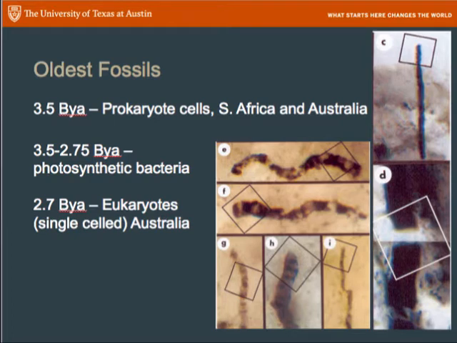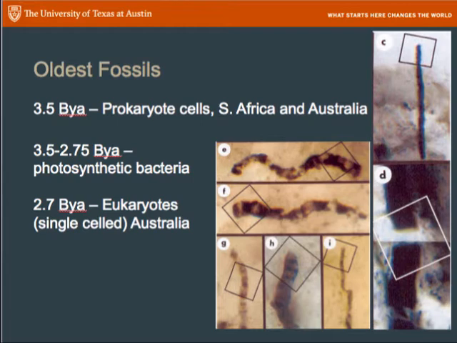The oldest fossils on Earth are really quite old. A mere billion years after Earth first formed, there were sufficient cells around that some of them got preserved into fossils. So the oldest fossils are prokaryote cells, about 3.5 billion years old, and they're from Africa and Australia. A little bit later than that, we had some photosynthetic bacteria that showed up, and eukaryotes came along about 2.7 billion years ago. These are some pictures of some of these early fossils.